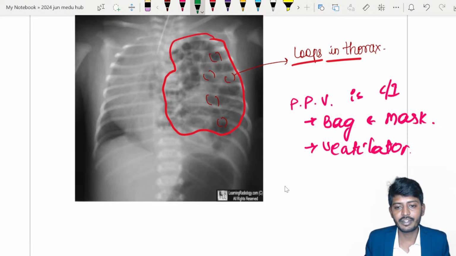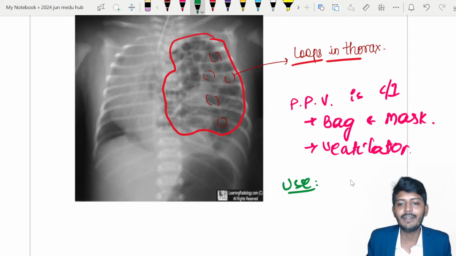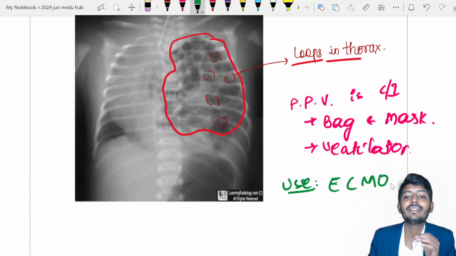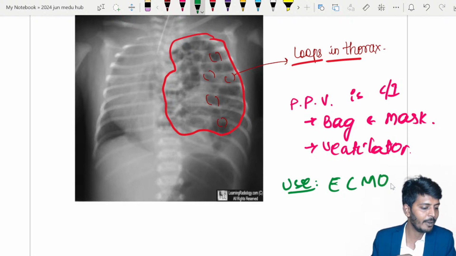So then what are we supposed to do? For oxygenation, we use something very important called ECMO. What is ECMO? ECMO is extracorporeal membrane oxygenation. Basically, outside there will be a machine.